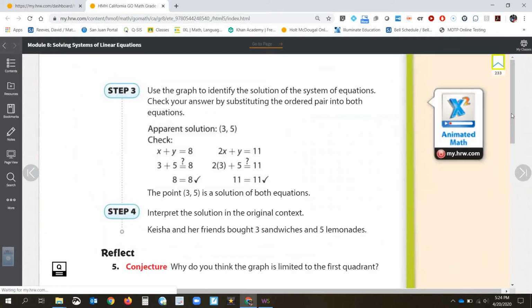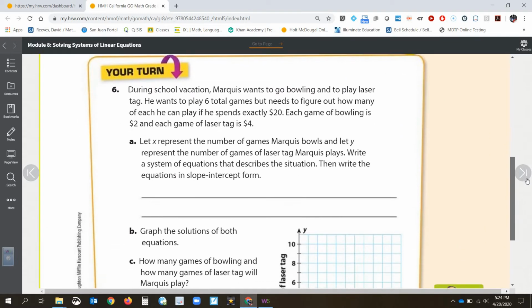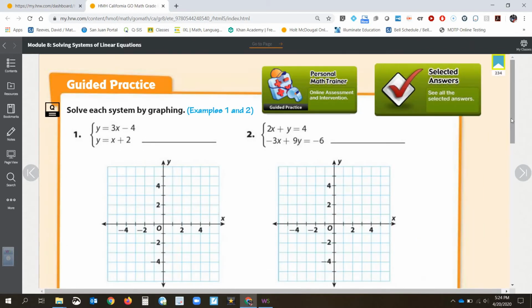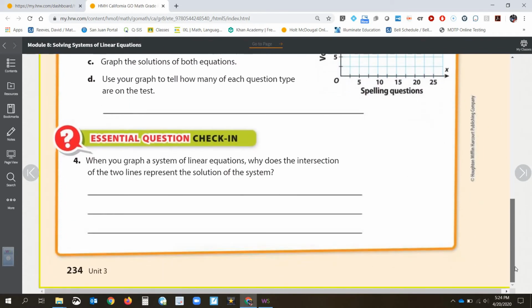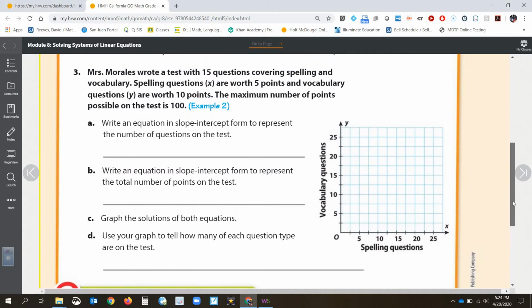All right, let's dive in and do a couple problems. Here we go. So, actually, we're going to skip one more page over. We are on page 234 in the Math 8 textbook. It is module 8.1, solving systems of linear equations by graphing. All right, so here we go.